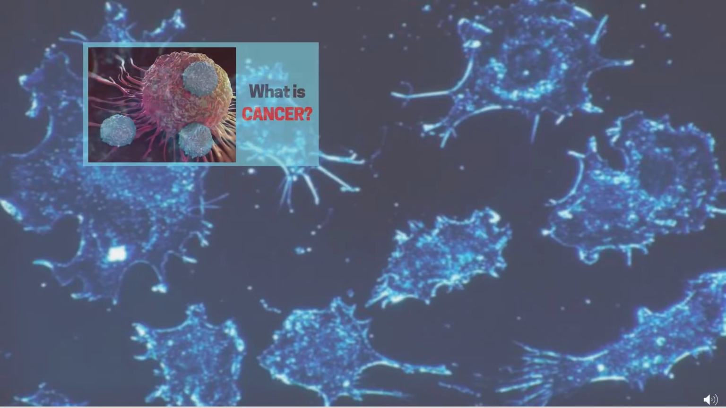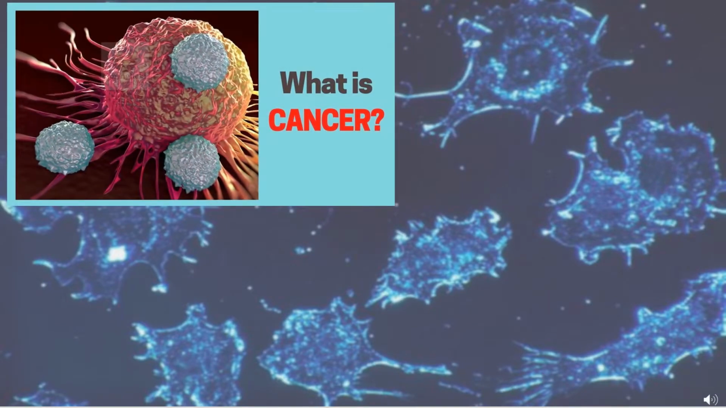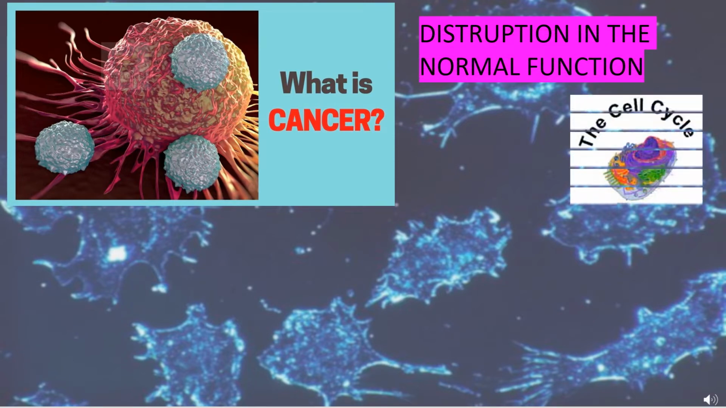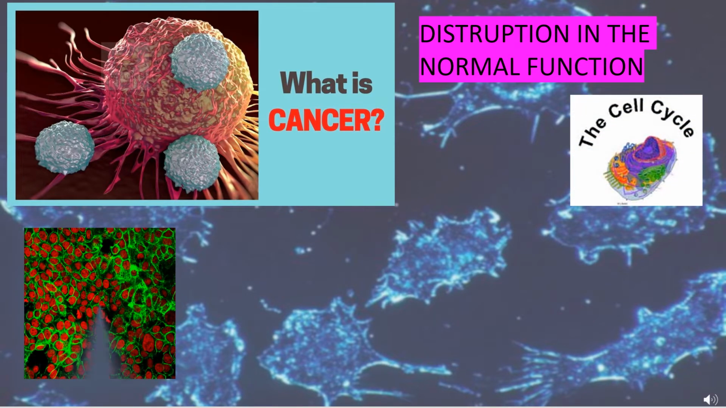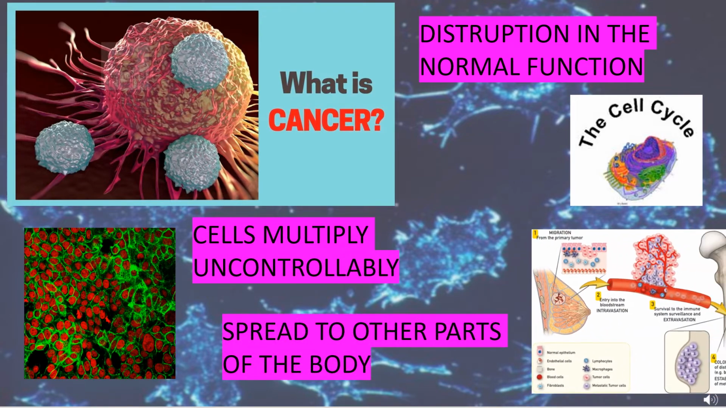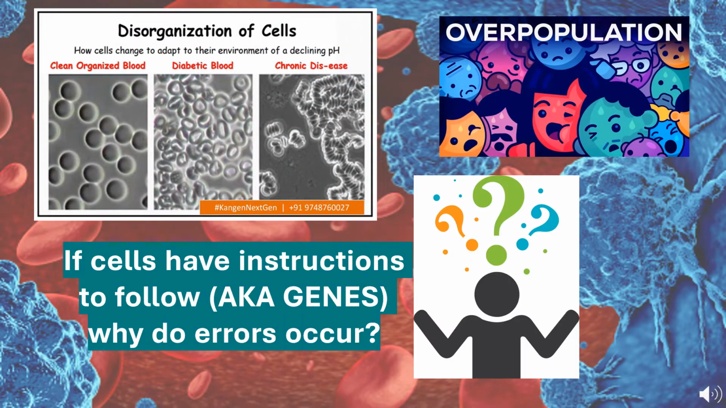So then, what is cancer? Cancer is a disease characterized by a disruption in the normal function and life cycle of cells, where cells multiply uncontrollably and spread to other parts of the body. Cancer can be thought of as a state of disorganization and overpopulation of worker cells in the body. But if cells have a guidebook of instructions, then what causes them to function incorrectly, like in cancer?